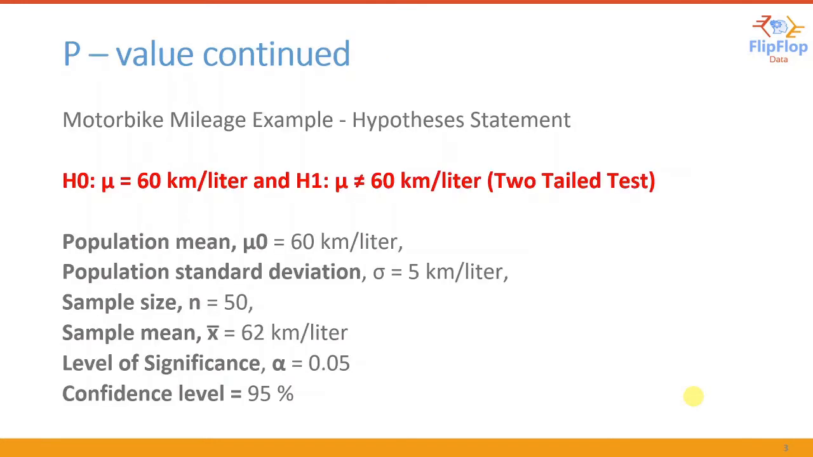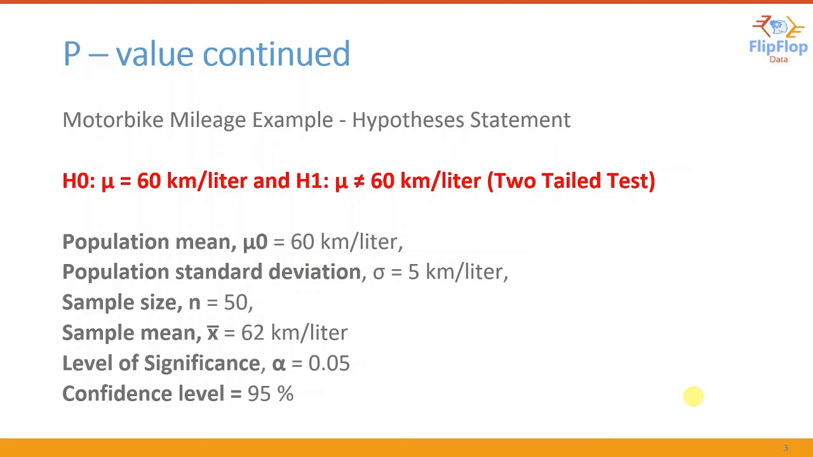So we will consider our motorbike mileage example, which I have considered in earlier videos as well, probably the first part, and I will reiterate the hypothesis statement. So our null hypothesis H0 is mu equals 60 km per liter and H1 is mu is not equal to 60 km per liter. So this gives us a two-tailed test.